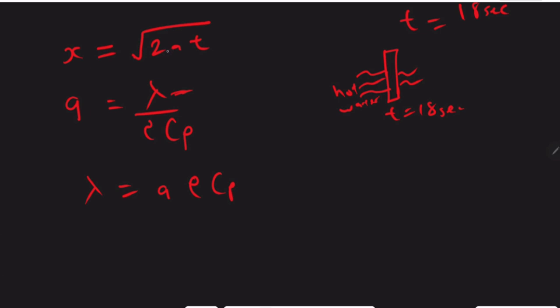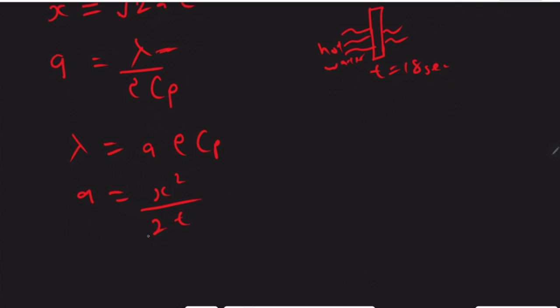Then from the first equation, making a the subject of the formula, we have a equals x raised to power 2 divided by 2t. Now you have the formula for a. You now combine equation 1 and equation 2, and we have the value for lambda as x raised to power 2 times density times Cp, divided by 2t.